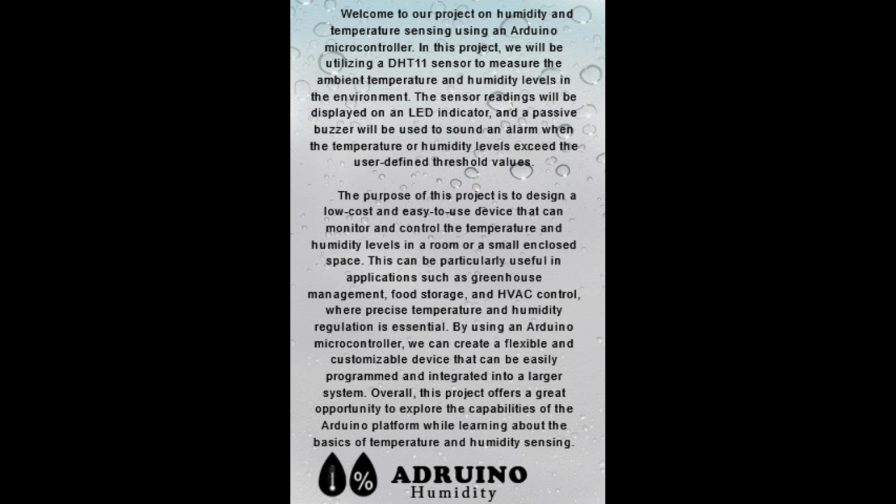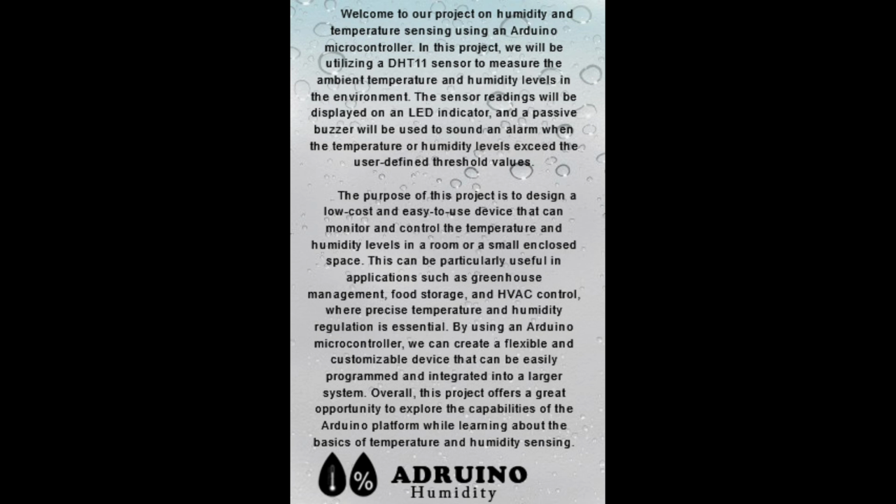The purpose of this project is to design a low-cost and easy-to-use device that can monitor and control the temperature and humidity levels in a room or a small enclosed space. This can be particularly useful in applications such as greenhouse management and food storage, where precise temperature and humidity regulation is essential. By using an Arduino microcontroller, we can create a flexible and customizable device that is easily programmed as it is integrated into a larger system.